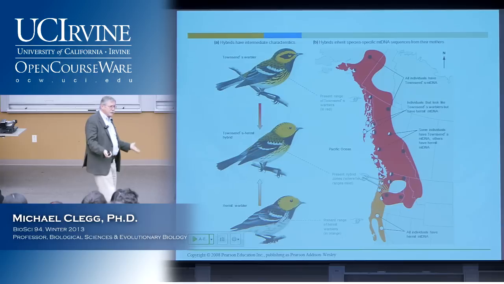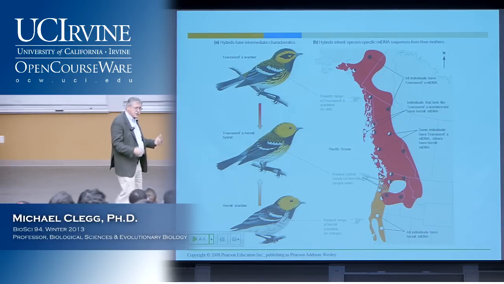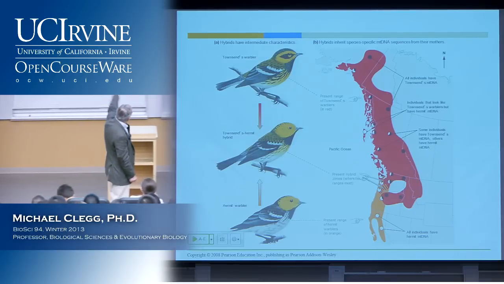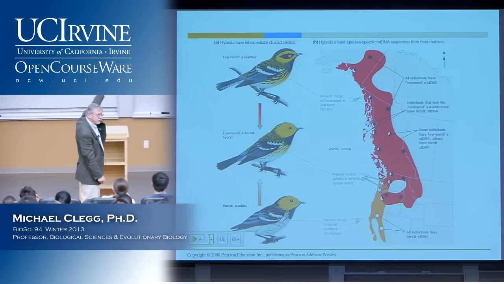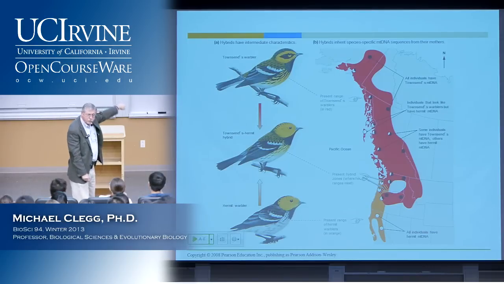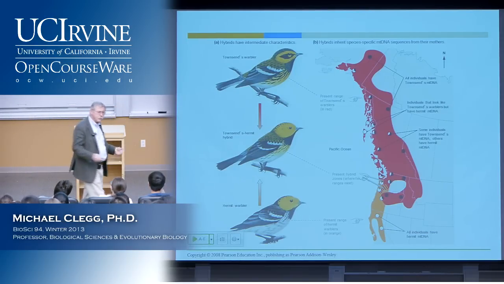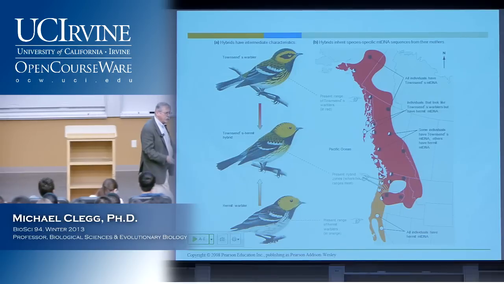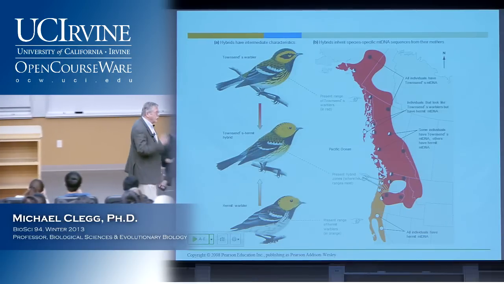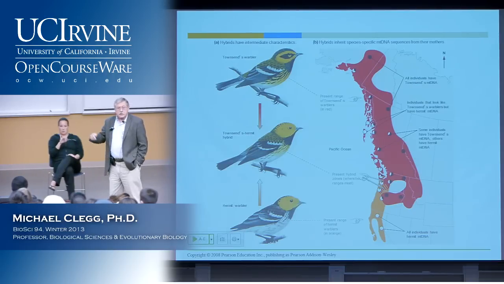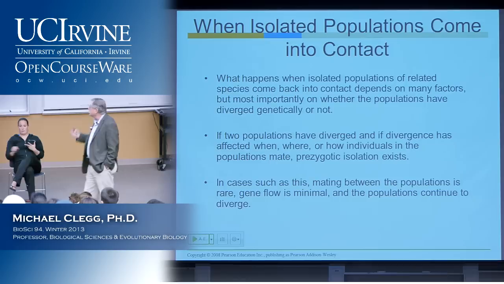Now, the ultimate fate of that hybrid population is hard to predict. Most likely, certainly if the Townsend's warbler eventually replaces the hermit warbler, there will no longer be any hybrids, and the hybrid population will be a transient phenomenon. But hybrid zones, as in this case, are a third possible outcome of hybridization.